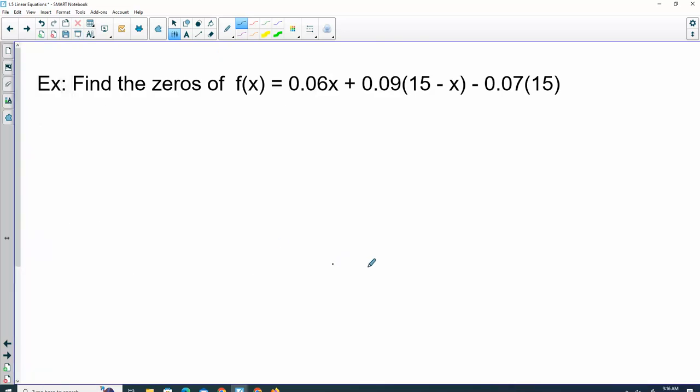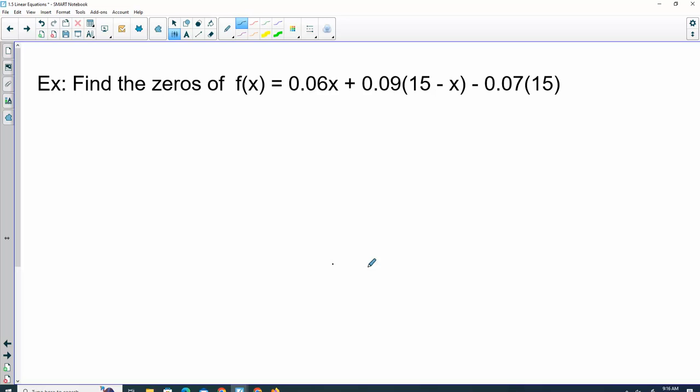Let's say I gave you this problem. Find the zeros of f of x equals 0.06x plus 0.09 times 15 minus x minus 0.07 times 15. We have a lot of decimals here. Did the decimals change how we solve anything? No. Grab your calculator if you need to. We can roll with that. It's not a big deal.